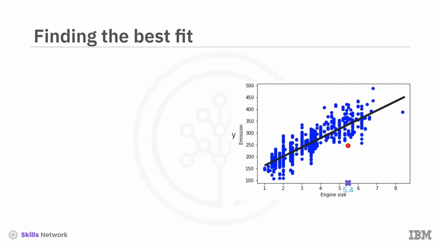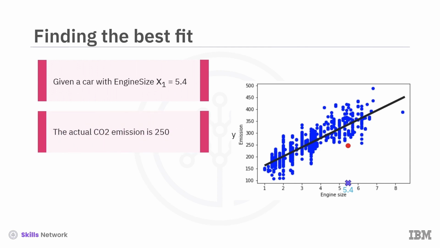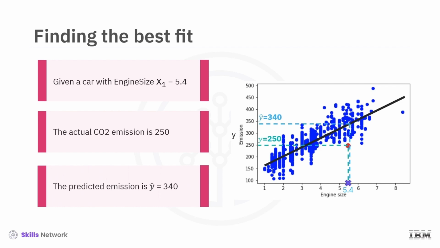Let's consider some new data points and check how well they align with the regression line. Given a car with engine size x1 equals 5.4, its actual CO2 emission is 50, while its predicted emission is y hat equals 340. Comparing the actual value to the predicted one, there's a 90-unit discrepancy. The residual error is the vertical distance from the data point to the fitted regression line. The average of all residual errors measures how poorly the regression line fits the data.